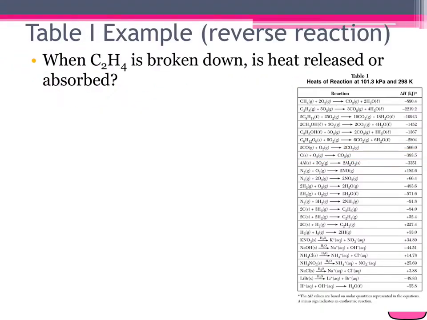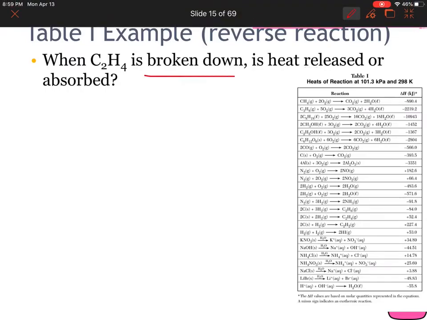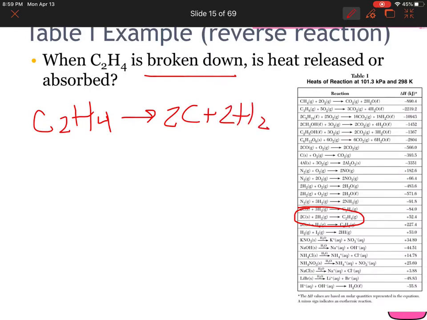Now, if I look at a question like this, this says when C2H4 is broken down. So now if I'm breaking it down, that means it's on the reactant side. And if I look at my list here, I don't see a reaction where C2H4 is a reactant. But I can go to that same equation that I used before, and I can look at it in reverse. If I take this reaction and I reverse it, meaning I completely flip it, so now my C2H4 will be a reactant, and I'll have 2C and 2H2 as my products.